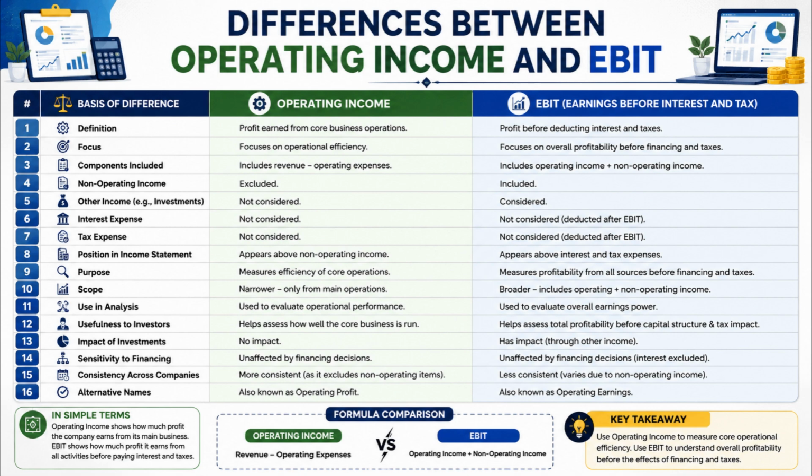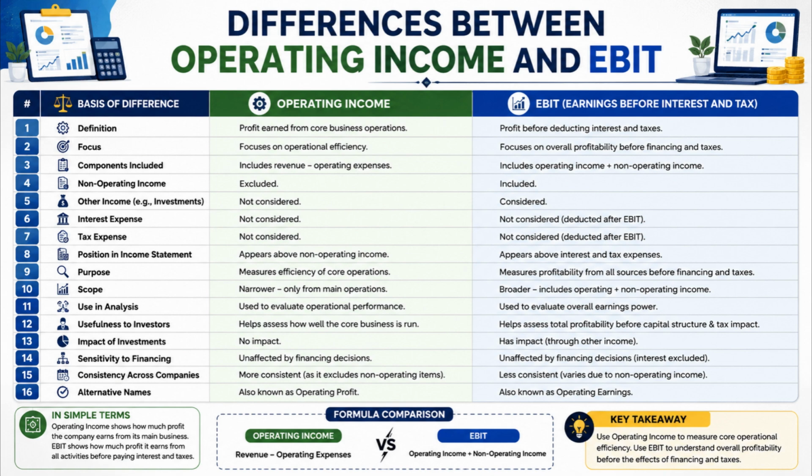Number 4. Operating income excludes non-operating income, whereas EBIT can include non-operating income depending on reporting practices. Number 5. Operating income does not consider investment-related earnings, whereas EBIT may include income generated from investments and other activities. Number 6. Operating income ignores interest expenses because they are financing costs, whereas EBIT is specifically measured before deducting interest expenses.